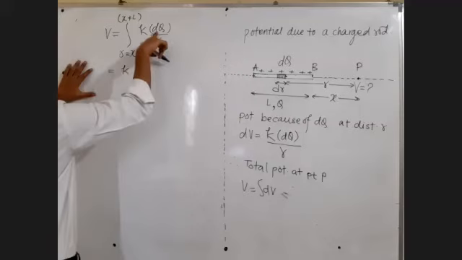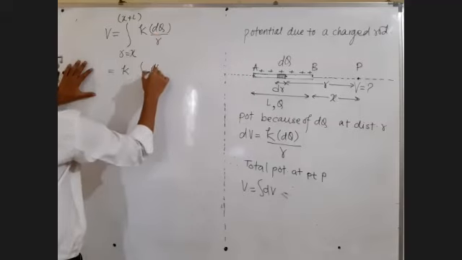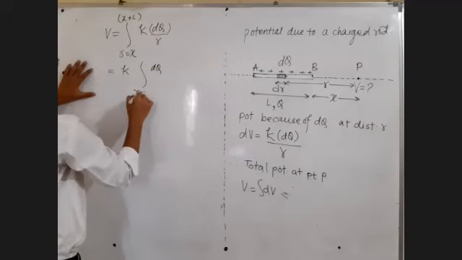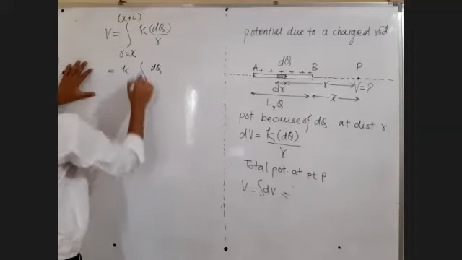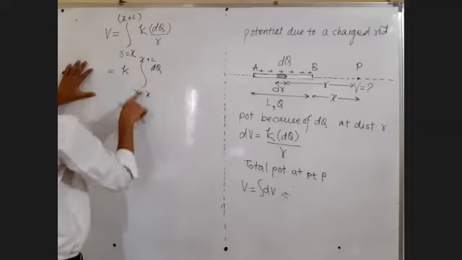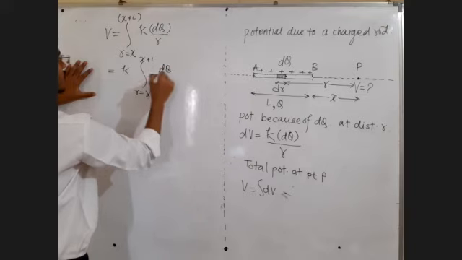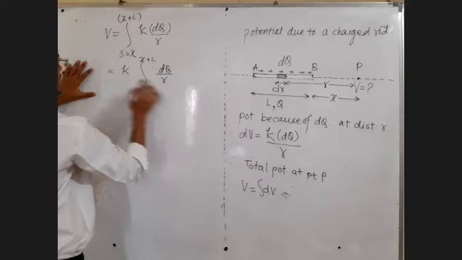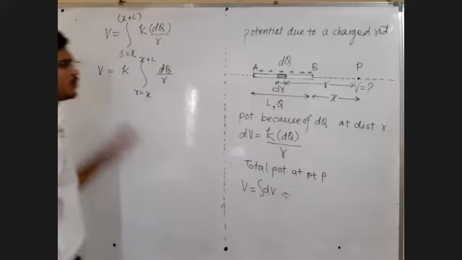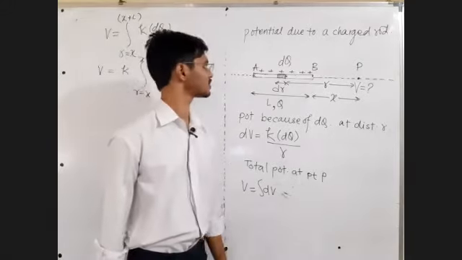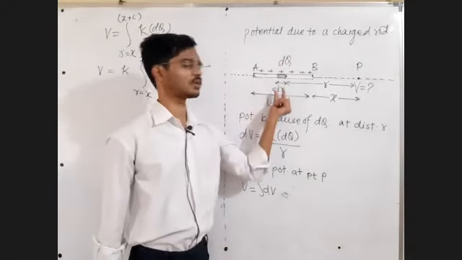So somehow you have to get rid of this dq. We have the limits of r. r goes from x to x plus l. So we have to replace this dq in terms of dr. Now it is a very obvious step. How to replace this dq in terms of dr?